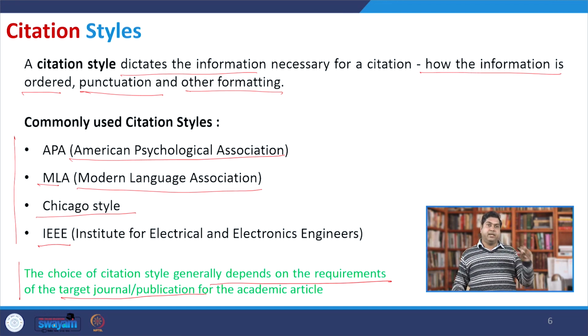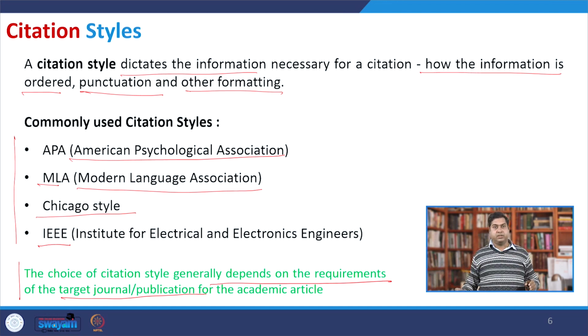Whereas, when you are targeting a journal to submit your paper, in many cases the journals initially say that you can use any citation style, but it should be consistent. That means if you have 100 papers as references, then it should not be 50 in APA and 50 in another style.